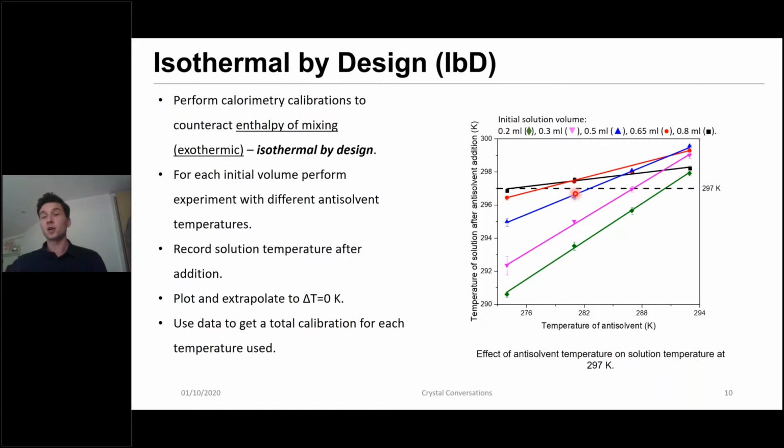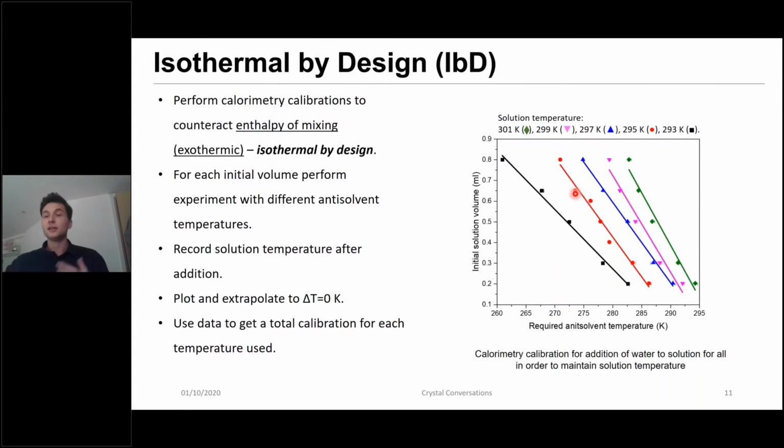And in doing this, we can get a total view of our system over a range of solution temperatures, such as this figure here, where for a given temperature, we know the required anti-solvent temperature that we need for a given initial solution volume to create this isothermal process, to stop the enthalpy of mixing occurring, in a sense, to counteract its effect and to ensure that we're getting accurate isothermal information.